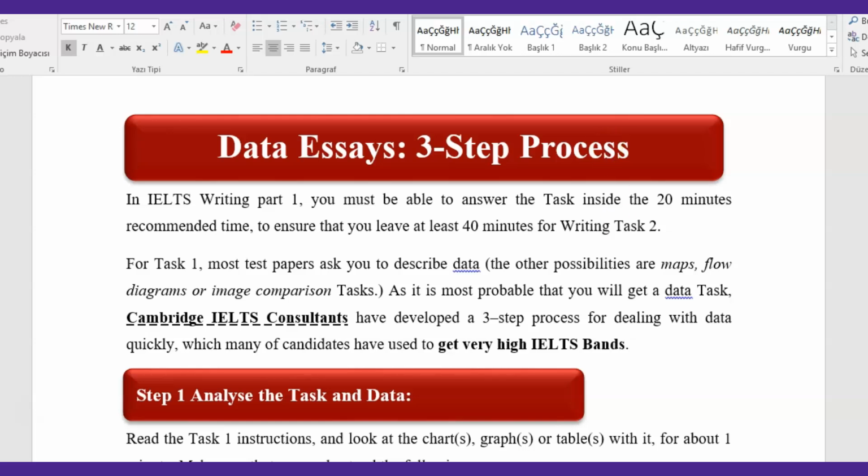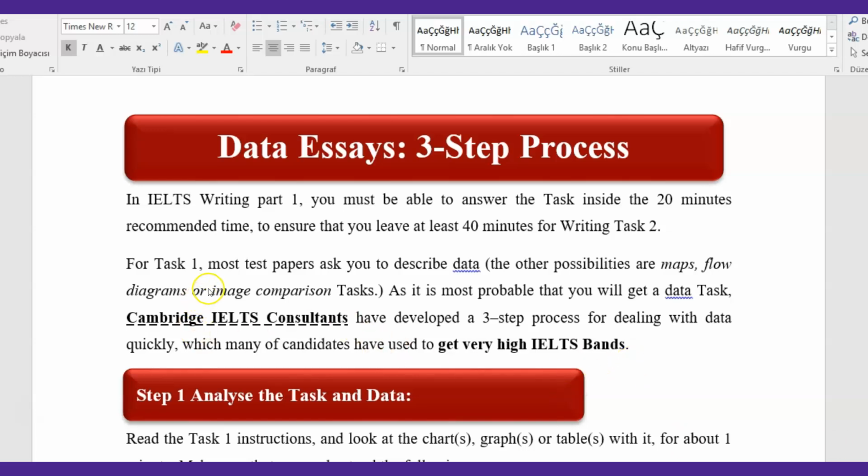In IELTS writing task 1, you must be able to answer the task within 20 minutes, okay? And to ensure that you have enough time, for example, 40 minutes for writing task 2. Actually, I need more time, for example, 50 minutes for my writing task 2 question.